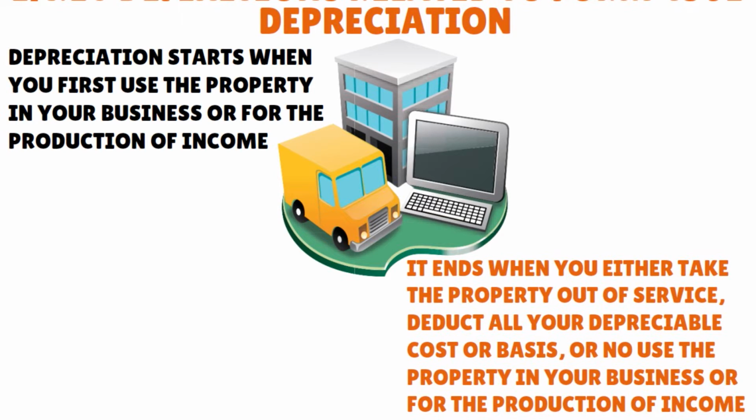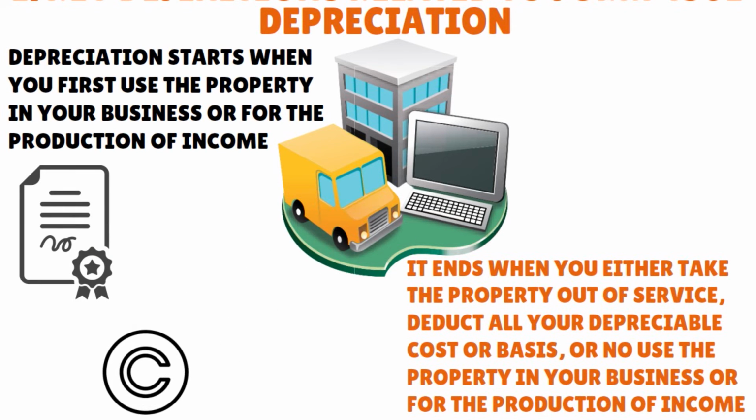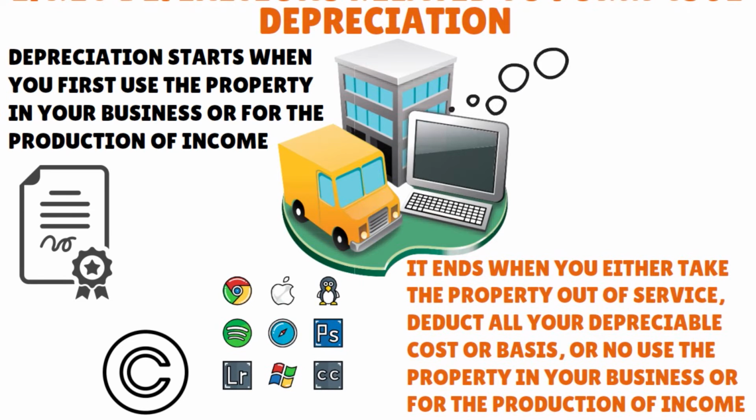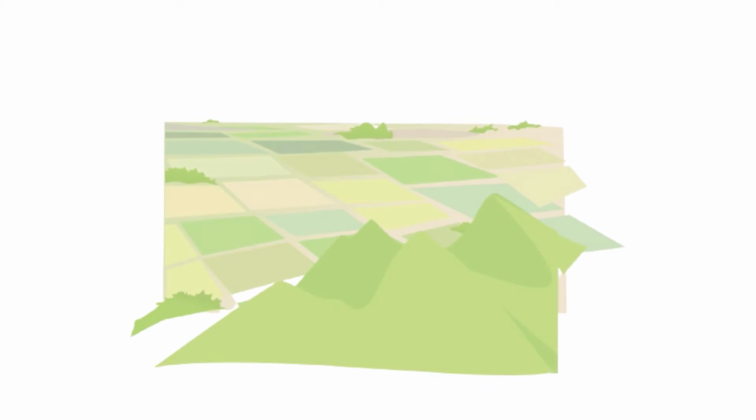So generally, you can depreciate tangible property such as buildings, machinery, vehicles, furniture, and equipment, and intangible property such as patents, copyrights, and computer software. Now, the depreciation of intangible assets is called amortization. So you can depreciate tangible property, but you amortize intangible property. Remember though, you cannot depreciate land. This is very important to remember.